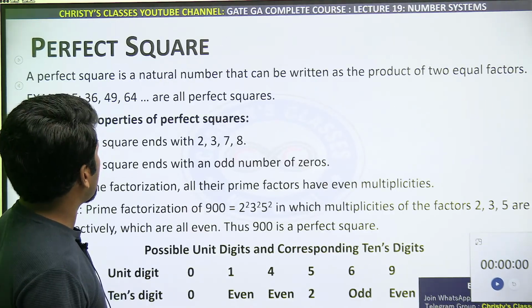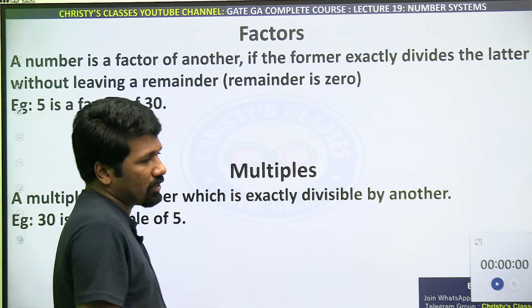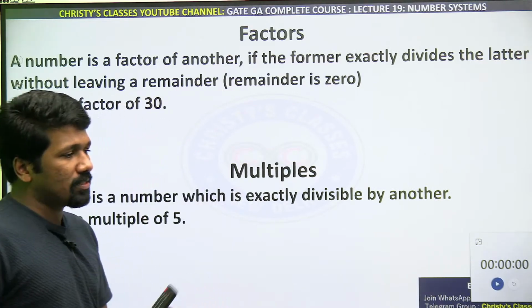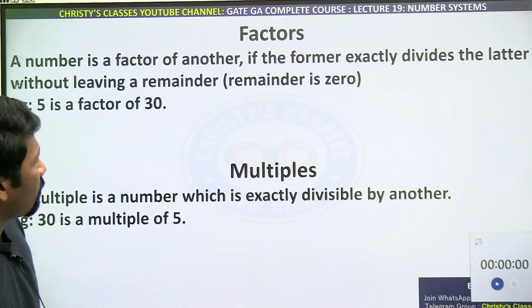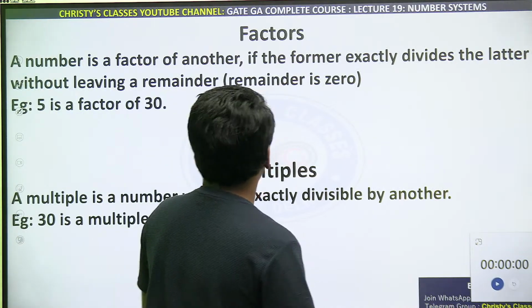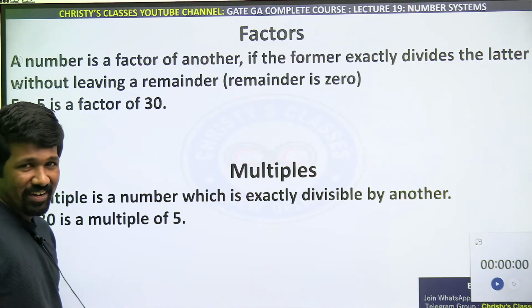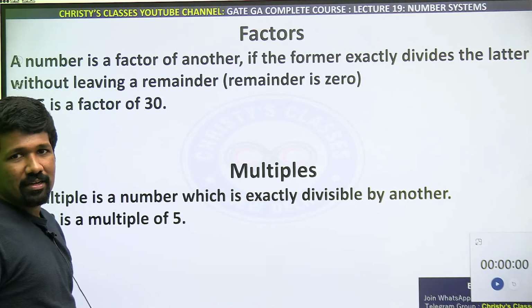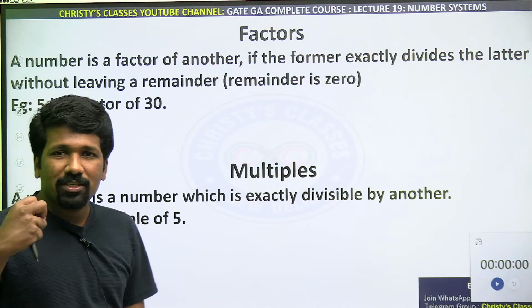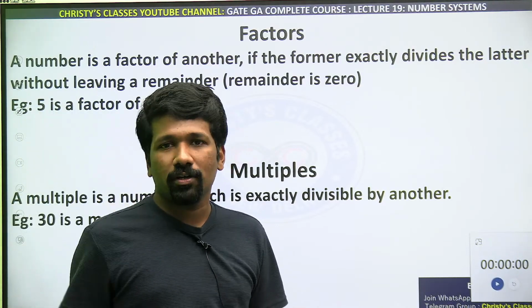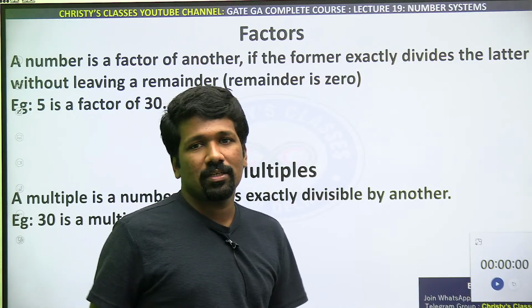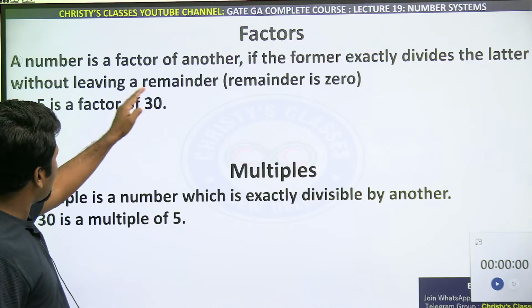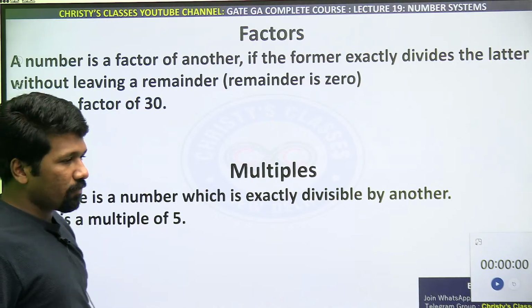When we speak about divisible by, we should talk about factors and multiples. After that I will come back to prime numbers. What is a factor and a multiple? Everyone knows, right? A number is a factor of another if the former exactly divides the latter. It is a very trivial thing, I know that, but I am making sure everyone knows this. So 5 is a factor of 30, meaning 5 is in 30 exactly 6 times, with no fraction involved. 5 into 6 is 30, so 5 is a factor. Similarly, 30 is a multiple of 5.